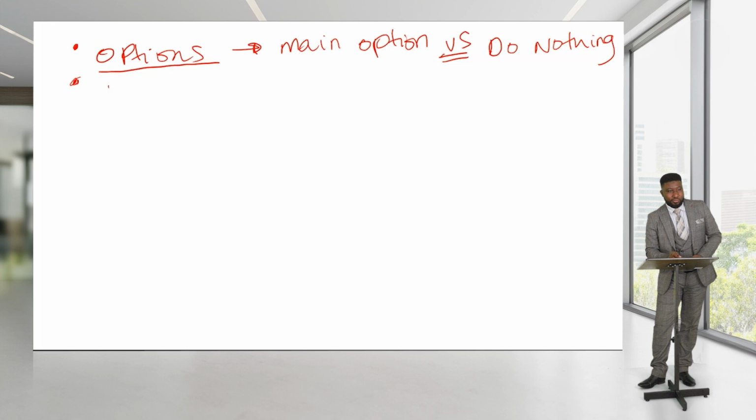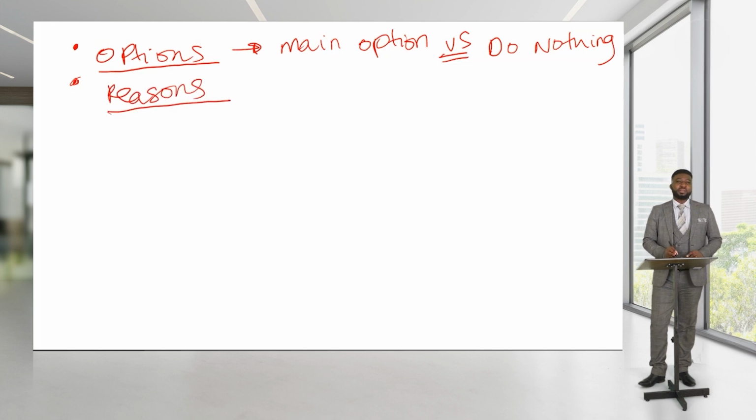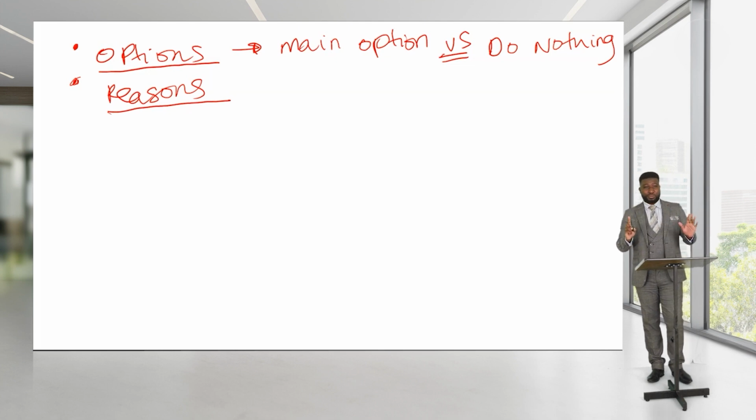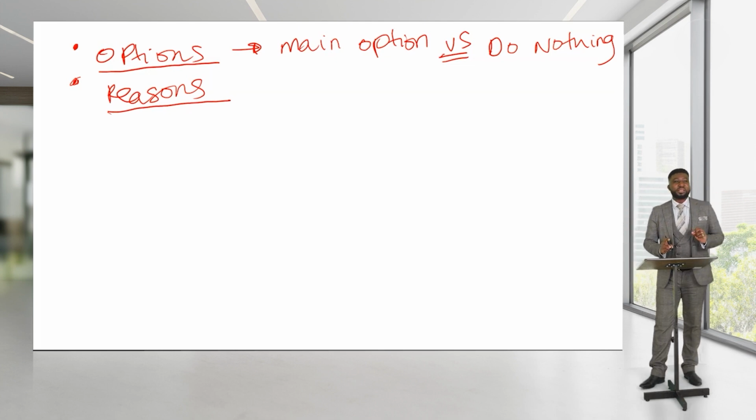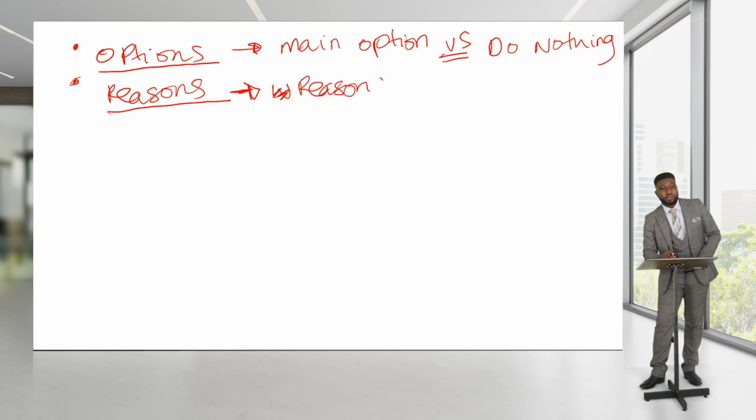So the next thing we want to do is to consider what we call reasons. Reasons has nothing to do with your main option. Ignore that for now. Reasons is about stating all the reasons why, so let me write it, reasons why do nothing is a terrible idea.